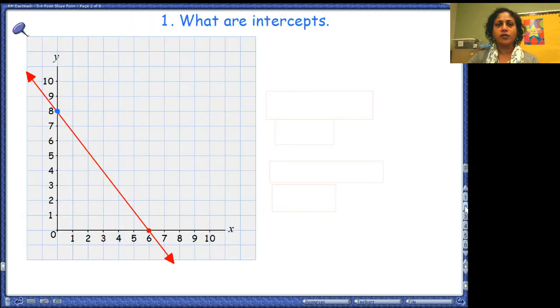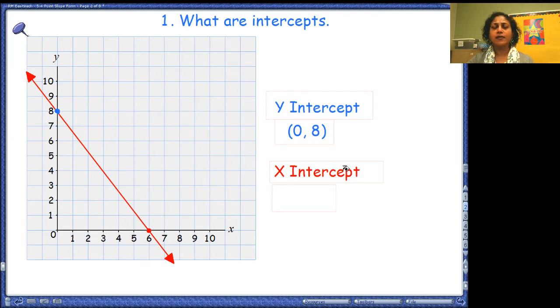And so the first question is, what are intercepts? Intercepts are the points where the line cuts the axes. So if it cuts the y-axis, we call it the y-intercept. In this case, the y-intercept is (0, 8). And if it cuts the x-axis, then we call it the x-intercept. And the x-intercept is (6, 0). These are very, very useful. For those of you who are going to do business majors later, you're going to see how important this becomes for your math.